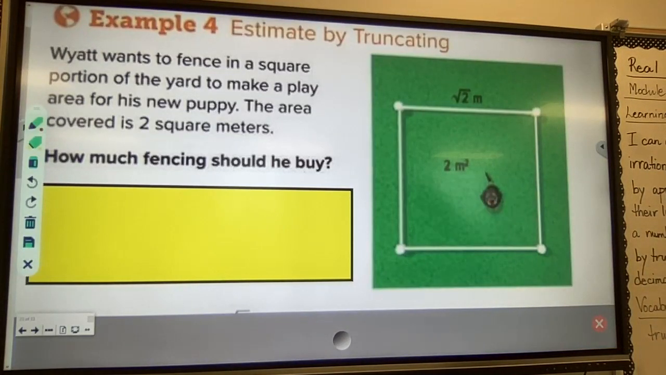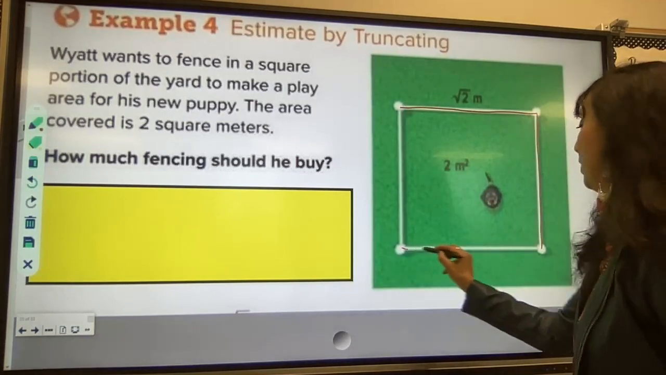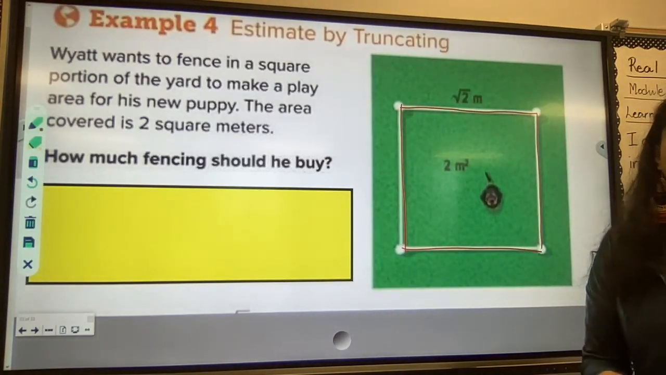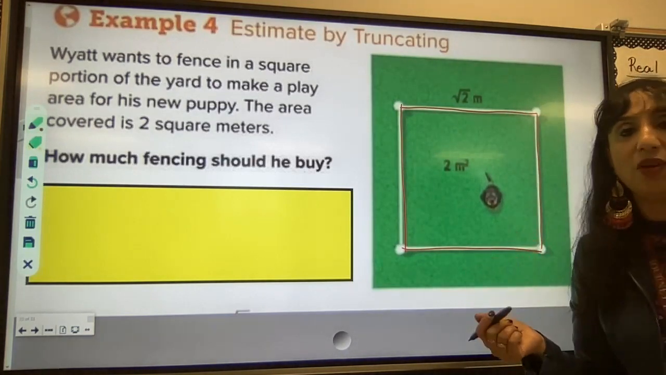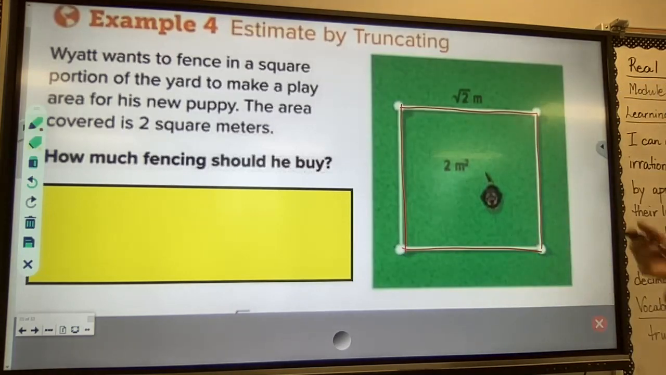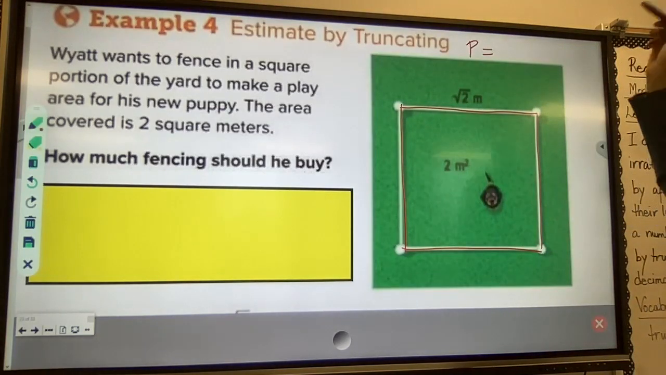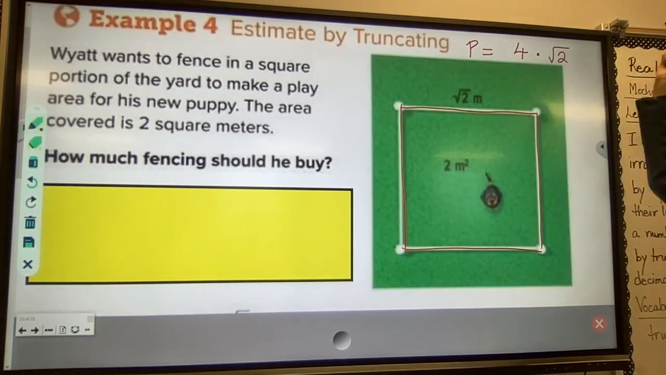So obviously, if I am looking at the amount of fencing, we are looking at nothing but the perimeter, for me to fence around. So what is the perimeter of this? It is going to be 1, 2, 3, 4 sides, obviously, right? Because it's a square. So the perimeter is going to be 4 times the square root of 2 meters. And that's how much fencing I'm going to need.